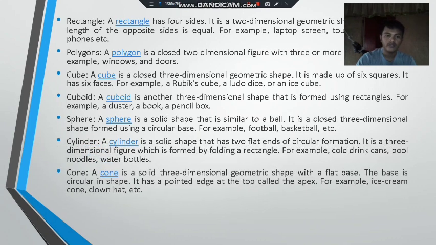Cone. A cone is a solid three-dimensional geometric shape with a flat base. The base is a circular shape. It has a pointed edge at the top called the apex. For example, ice cream cone, clown hat, etc.